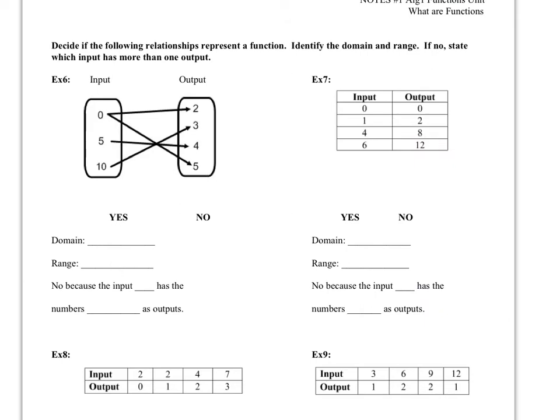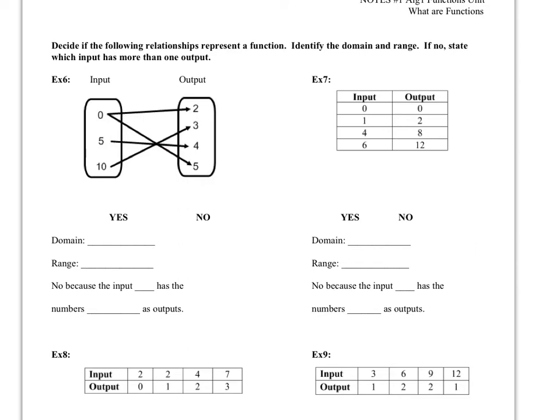So in these next few examples, we're going to decide if the relationships represent a function. We're going to identify the domain and range, and if no, we're going to state which output has more than one input. So remember, to be a function, every number that goes into the box has to have only one possible number come out for it. So if we say no, then we also have to be able to point to the number that has more than one output.